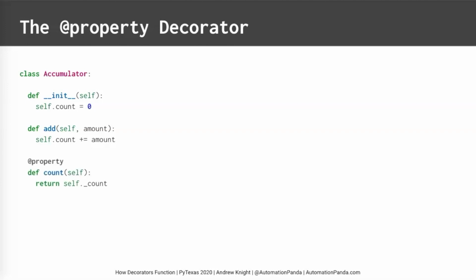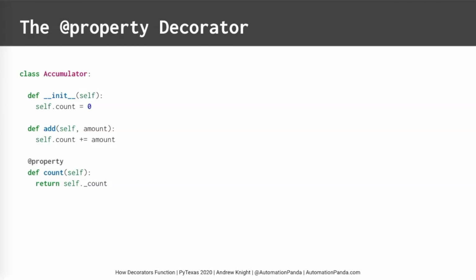Now, let's add a property. This count method has the property decorator on it. This means that count will be callable as an attribute instead of a method, meaning that it won't need parentheses. It is effectively a getter. The calls to count in the init and add methods here will actually call this property instead of the raw variable.